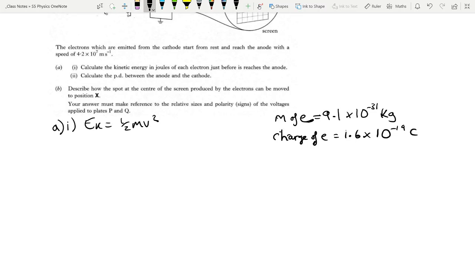Right, so we can do the first one, nice and easy, kinetic energy equation, half times 9.1 times 10 to the minus 31 times by that speed squared, 4.2 times 10 to the 7 squared. Can you all please put that into your calculator? Make sure you can do your indices correctly in calculator mode. Should be getting an answer of 8 basically times 10 to the minus 16.